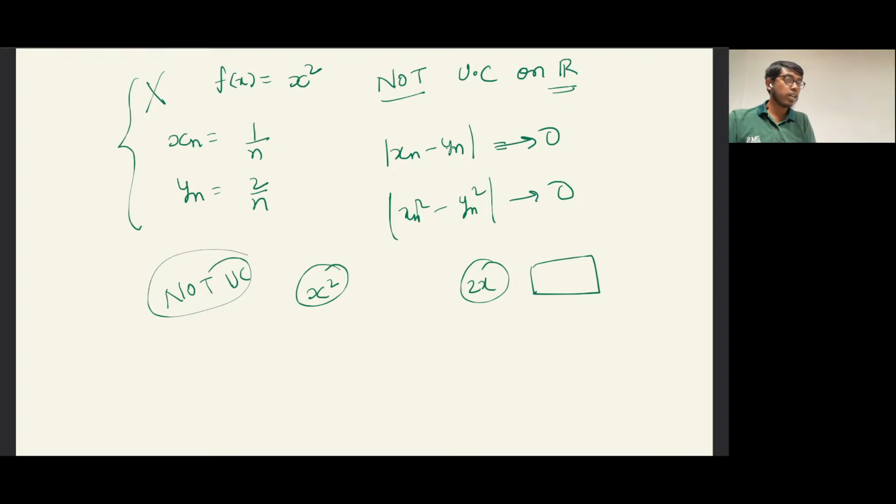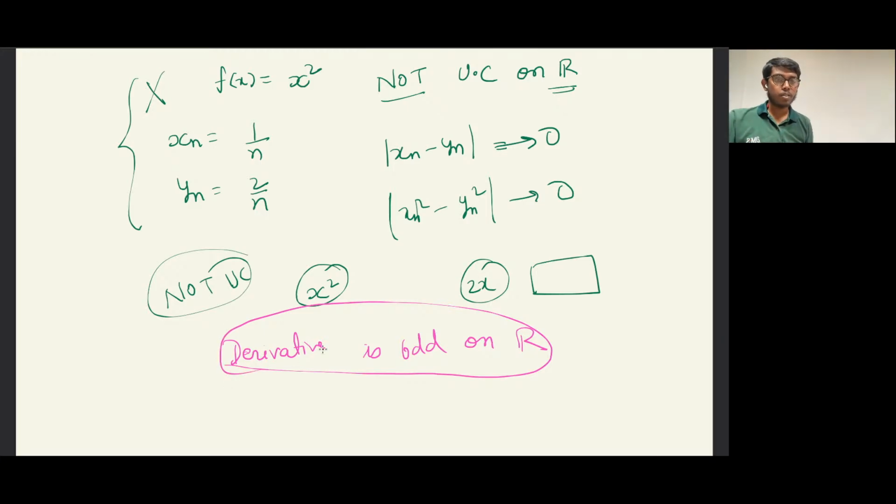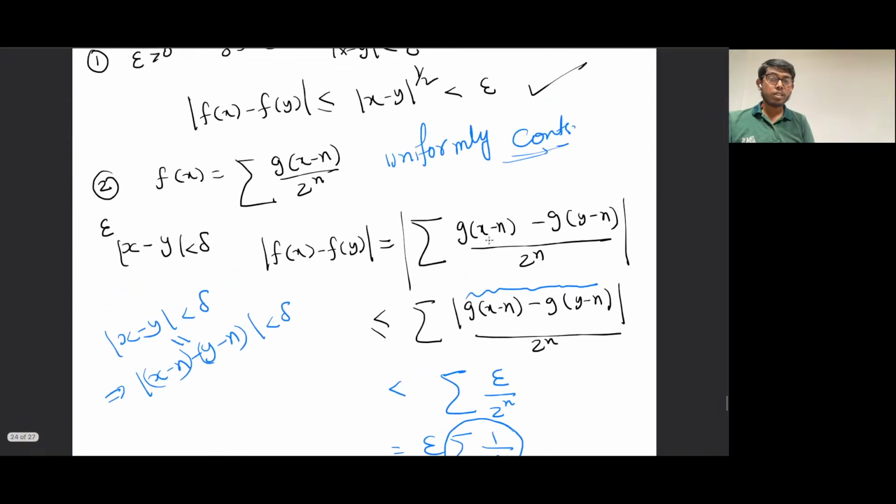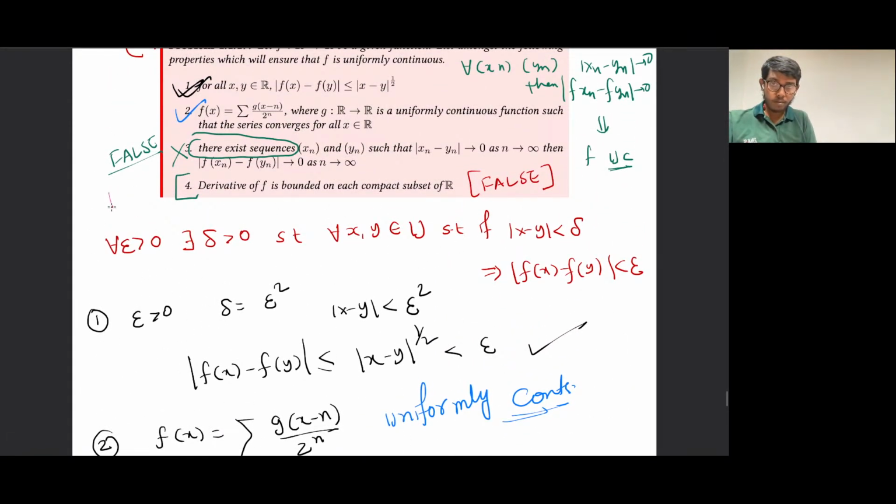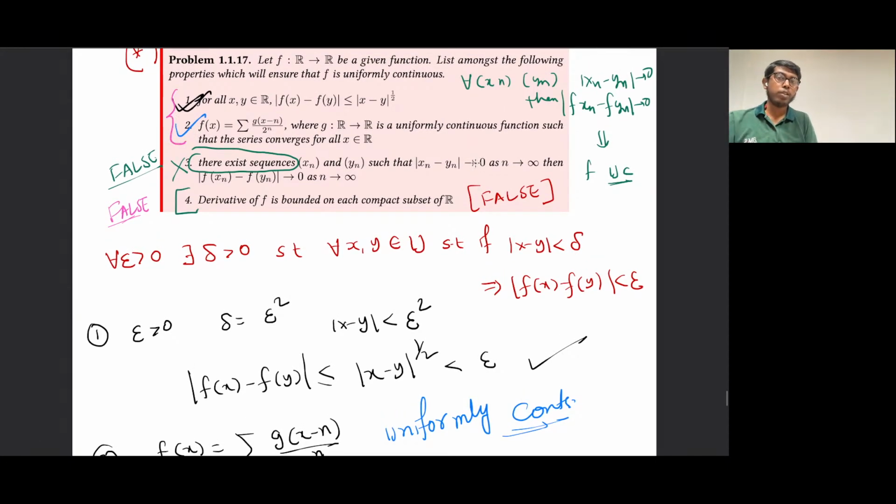So what is the correct statement? That the derivative is bounded on the whole domain. Here the domain was R. So if the derivative is bounded on R, then we say that the function is uniformly continuous. So this is also false. The correct answer would be just options 1 and 2. And this was also a problem from NBHM.